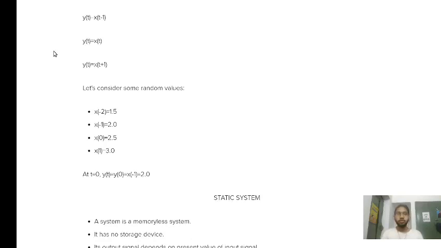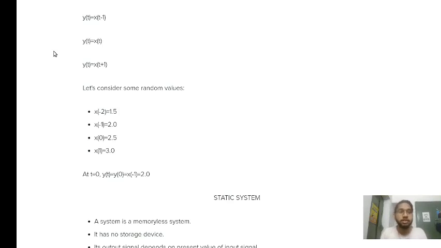Okay. So let's understand the past, present, and future values. As you can see, there are three examples: y of t equals x of t minus 1, y of t equals x of t, and y of t equals x of t plus 1. We can take any value, t equals 0, 1, or 2. Let's say t equals 0. So if we put t equals 0, y of 0 equals x of minus 1, y of 0 equals x of 0, and in the third case, y of 0 equals x of 1.